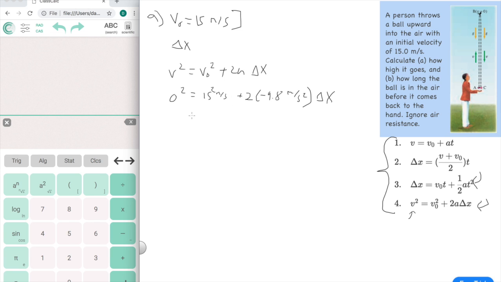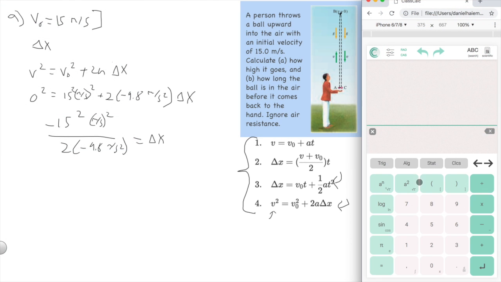Next, we just do some algebra. So we move the 15 over to the other side, negative 15 squared, well, actually, that's going to be meters per second squared, over 2 times negative 9.8 meters per second squared. So we got our handy calculator here now on the right, and we're going to go ahead and plug that in. So that's going to be negative 15 squared over 2 times negative 9.8.